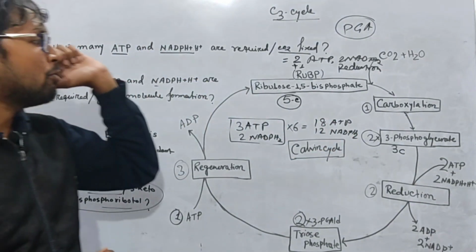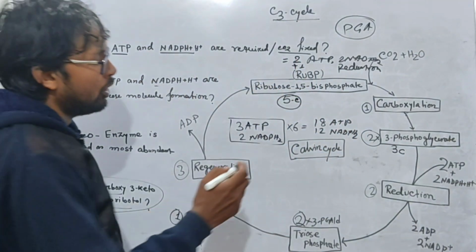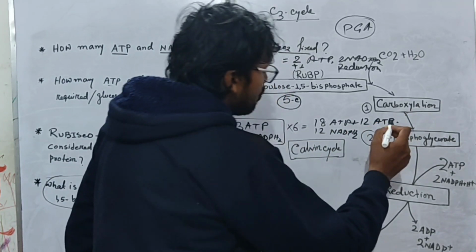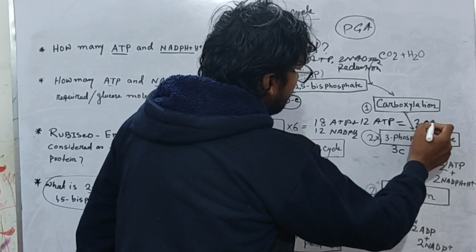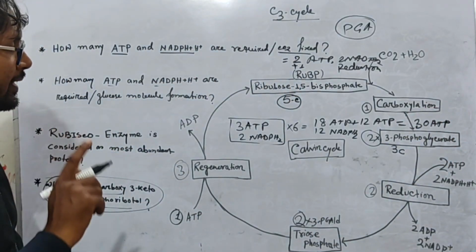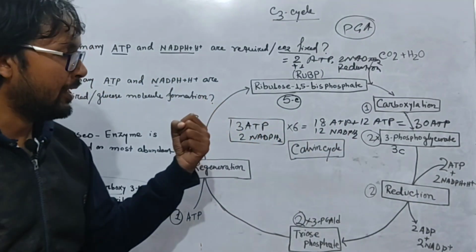In case of the C4 cycle, an additional 12 ATP molecules are required here. 12 ATP molecules are required. So the total ATP will be 30 in case of the C4 cycle, but in case of the C3 cycle it is 18 ATP and 12 NADPH.